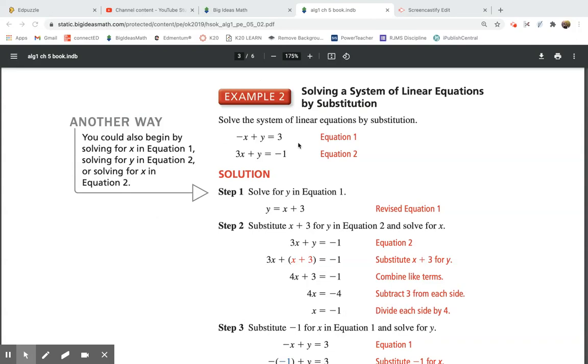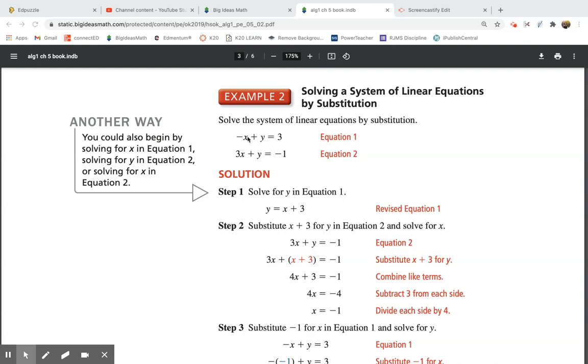So this first one has -x plus y equals 3, and 3x plus y equals -1. Neither one of them is solved for anything, so we first have to rearrange one of them, it doesn't matter which, to solve for x or y. Again, it doesn't matter which one you solve for either.